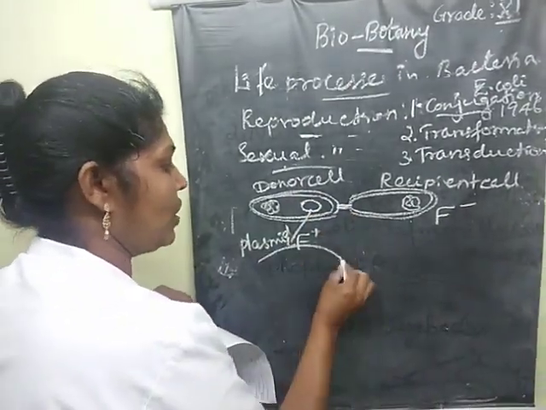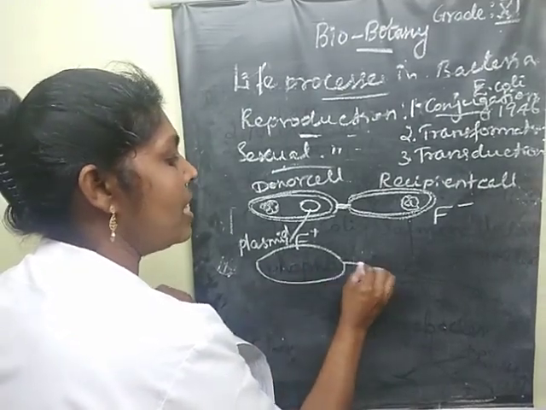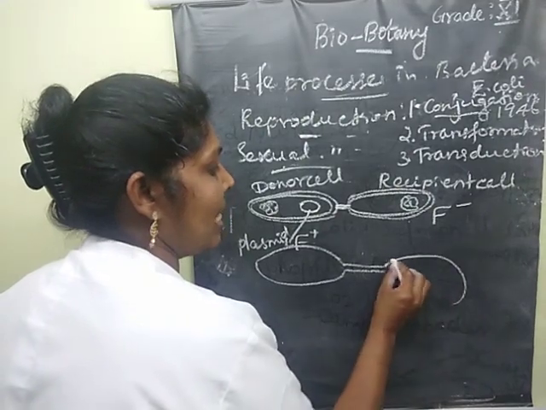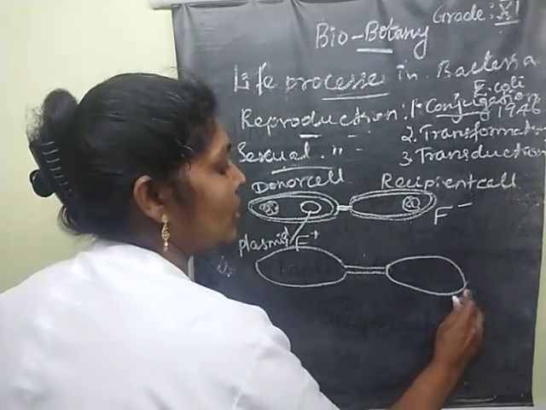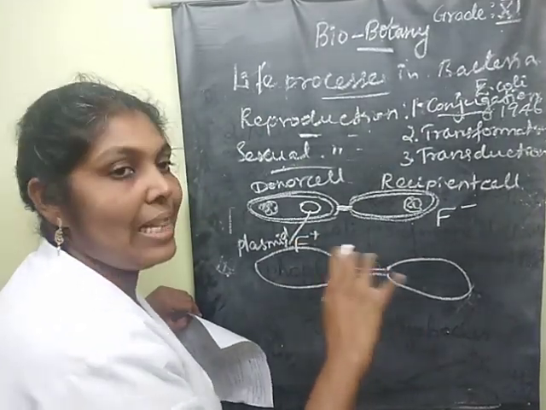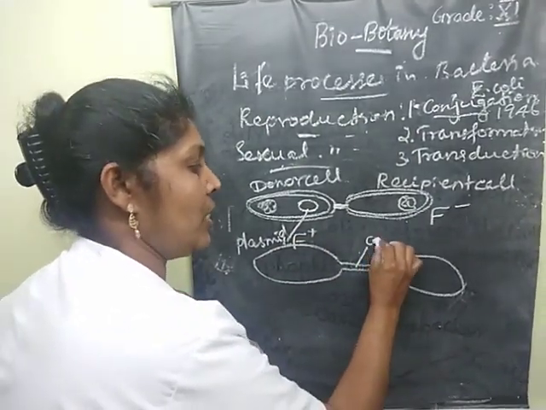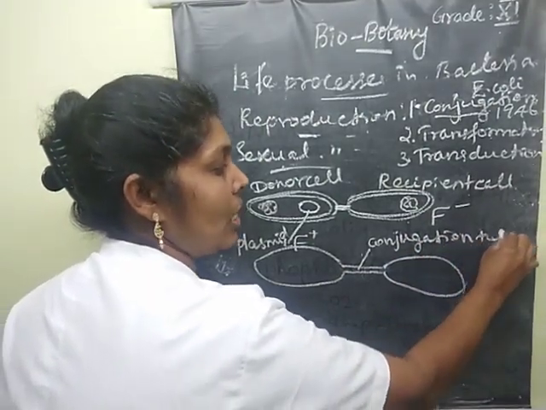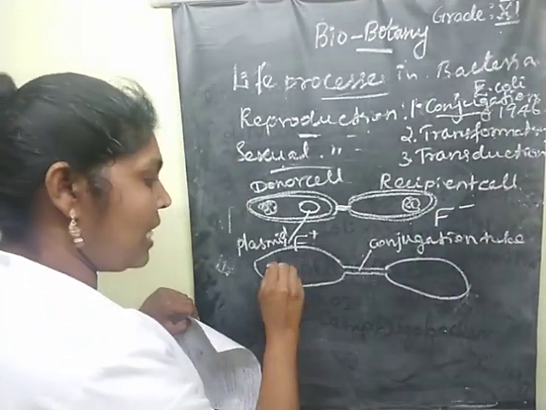So the next step, they form the conjugation tube between these two bacterial cells. Clear, children? These two bacterial cells connect through the growth of this pili, and finally they form the conjugation tube. Clear, children? Yes. Next one.